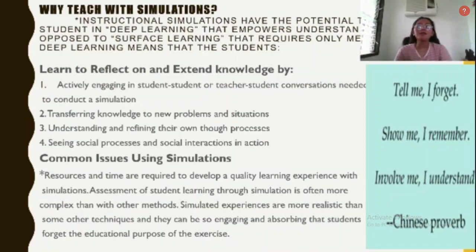Deep learning means that the students learn to reflect, on the extent by number 1, actively engaging in a student or teacher to student conversation needed to conduct simulation. Number 2 is transferring knowledge to a new problems and situations. Number 3 is understanding and refining their own thought processes. And number 4 is seeing social processes and social interaction in action.